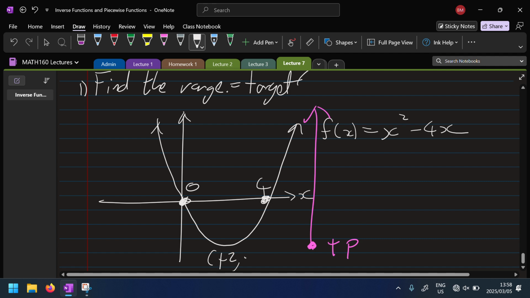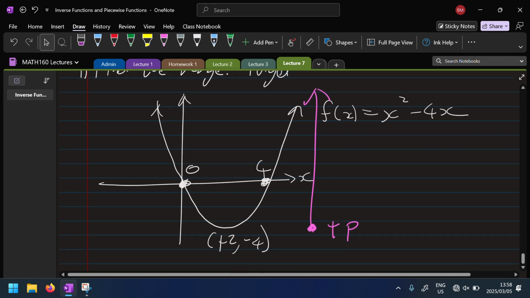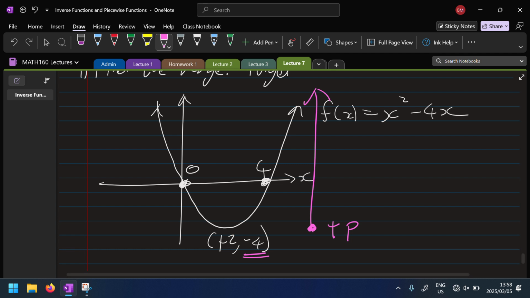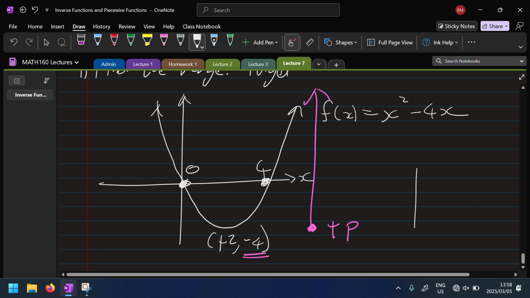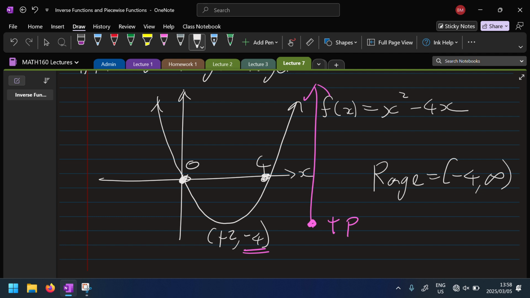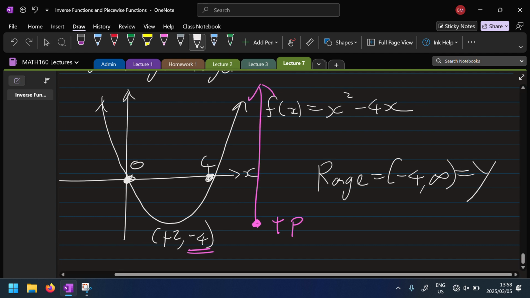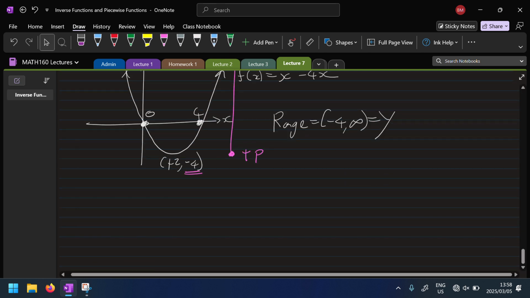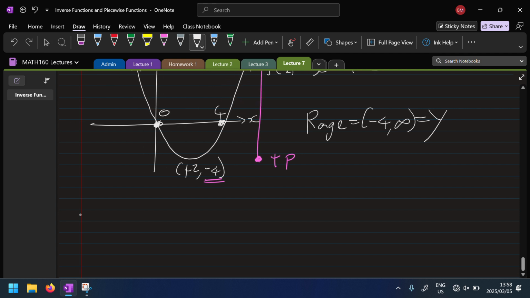-4. That's the one that we're looking for. We're looking for this y value here. Okay, so the turning point is 2, -4. So we're looking at everything from -4 up to infinity. So the range is equal to -4 to infinity. But the range equals the target because it's surjective. So that's y. Okay, so we got y. Okay, so that's part 1.